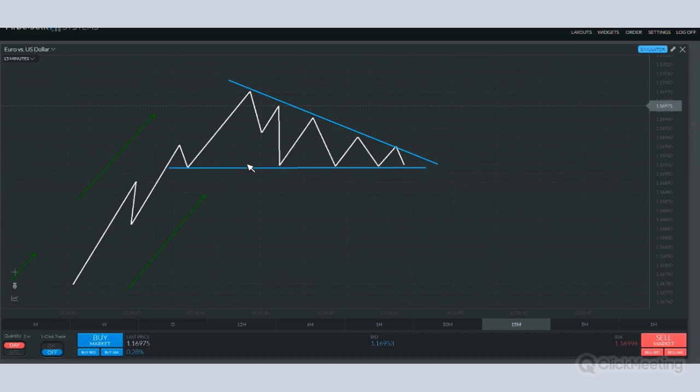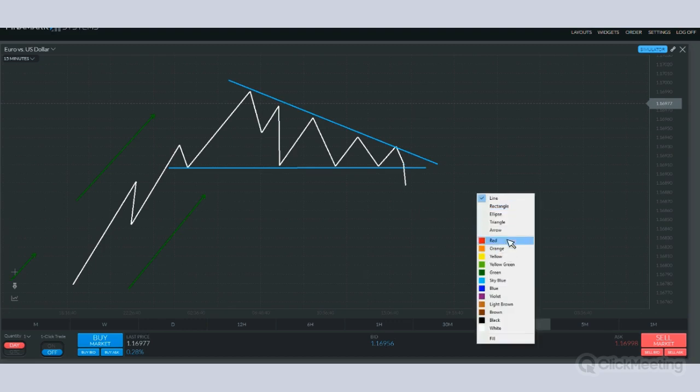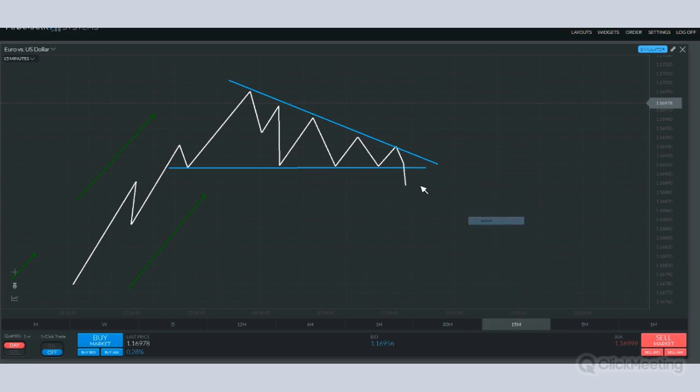We have declining swing highs, but our swing lows are at the same exact point. So this is our descending triangle. Once again, whatever direction the market breaks in is the way we expect the market to go. If the market breaks the bottom side, the support level, then we expect the market to begin traveling downwards. Even though it is a bullish trend, that would be an example of a reversal.